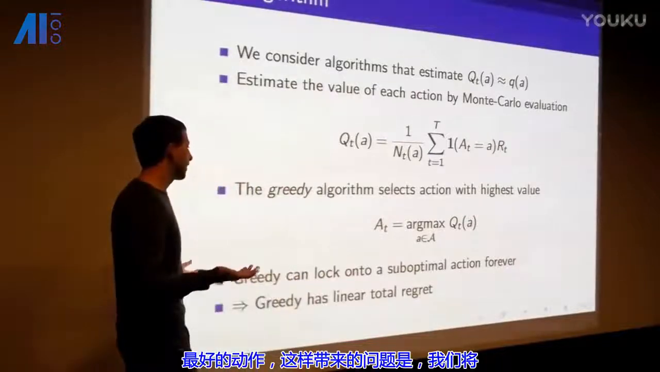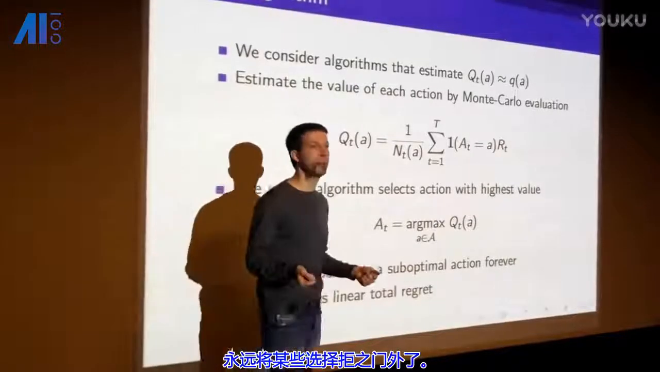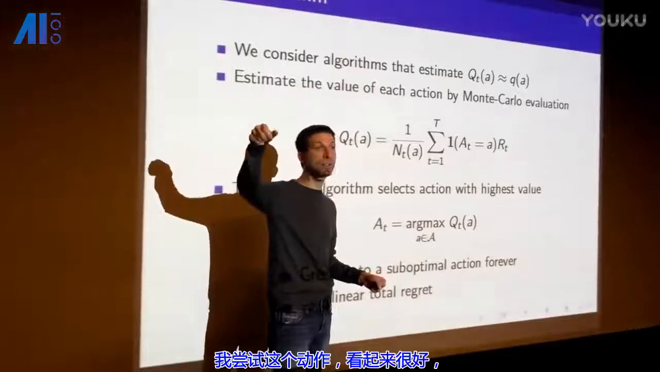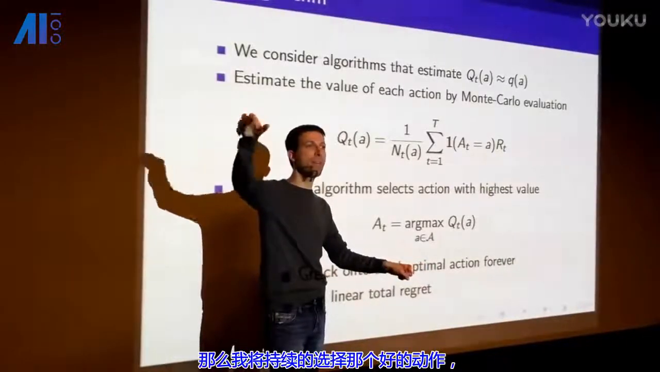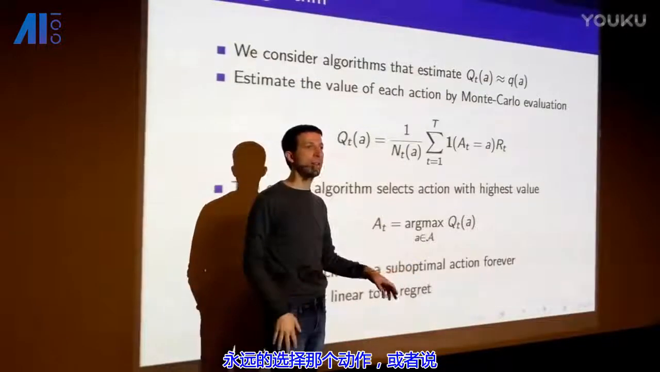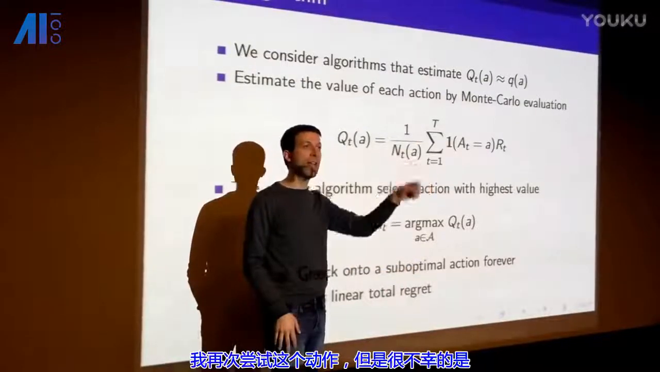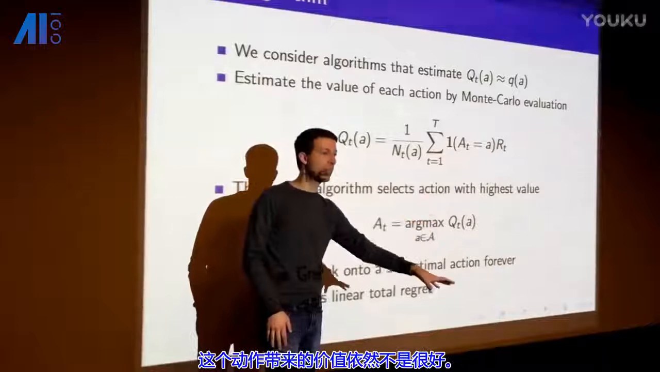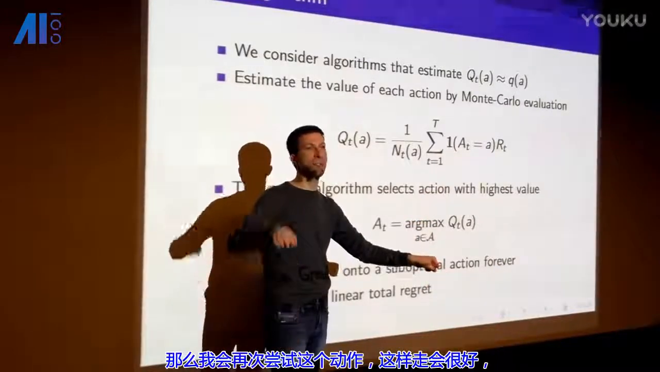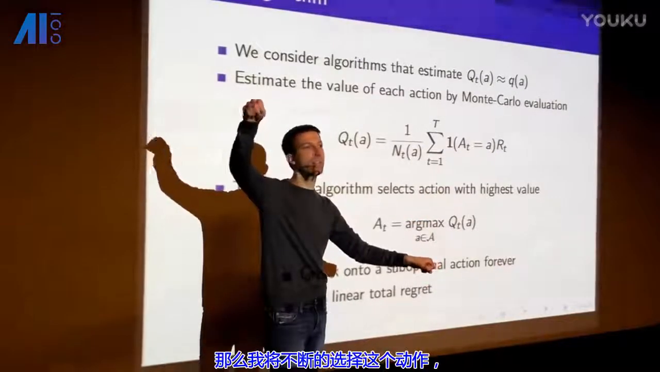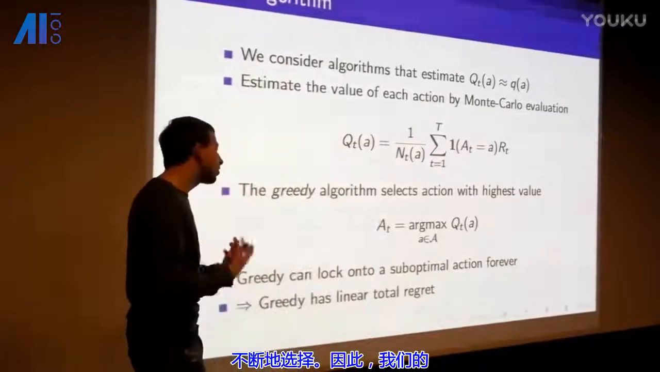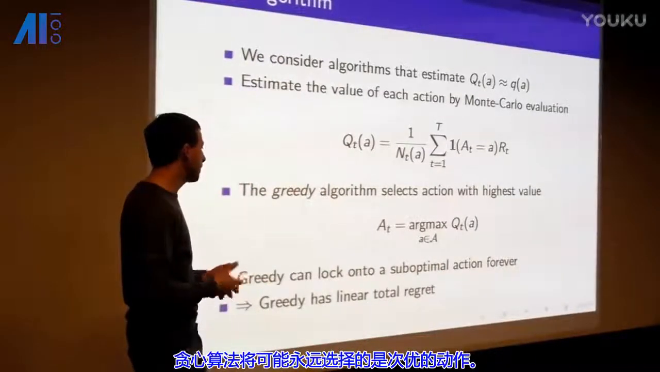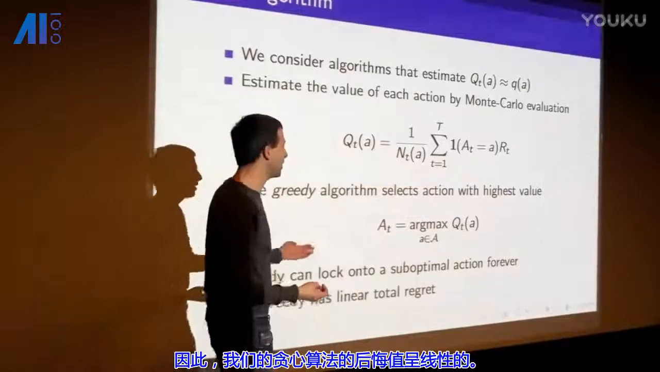And the obvious problem is that it can lock onto a suboptimal action forever. Like I might try this action and it looks good, and I thought this action was bad, so now I just keep applying this action forever. Or even I try this action and I try it again and I'm just a little bit unlucky, so I end up thinking its value is bad. And then I try this action once and it looks better, and I just keep trying it and keep trying it and keep trying it. So you can lock onto suboptimal actions forever, and as a result, greedy has a linear total regret.